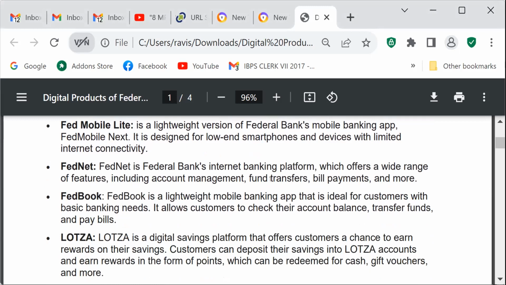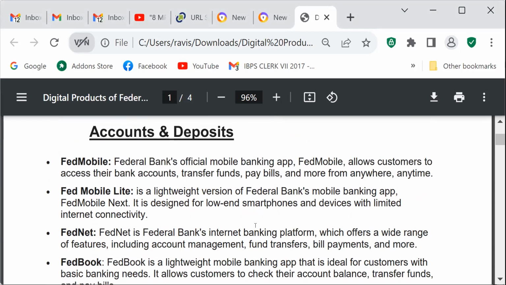Fed Mobile over. Go to Fed Mobile Lite. Fed Mobile Lite is a lightweight version of Federal Bank's mobile banking app, Fed Mobile Next. It is designed for low-end smartphones and devices with limited internet connectivity. Okay.